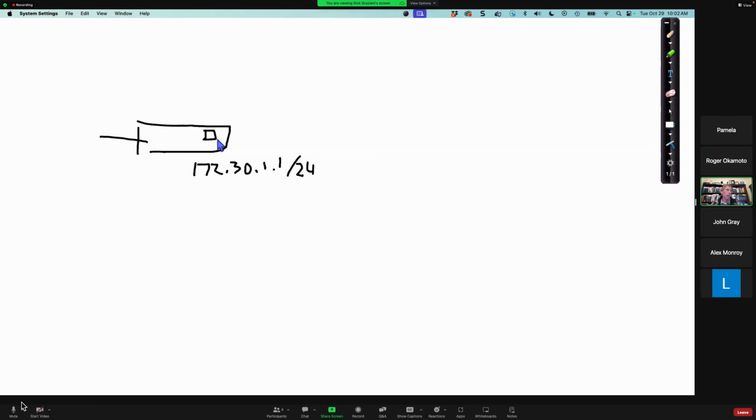Okay, because this is your router. This is your way out. You have to have an IP address that can communicate with this device. So I'm going to leave the recording going. If people need to go, I understand, but I want to talk about this a little bit.